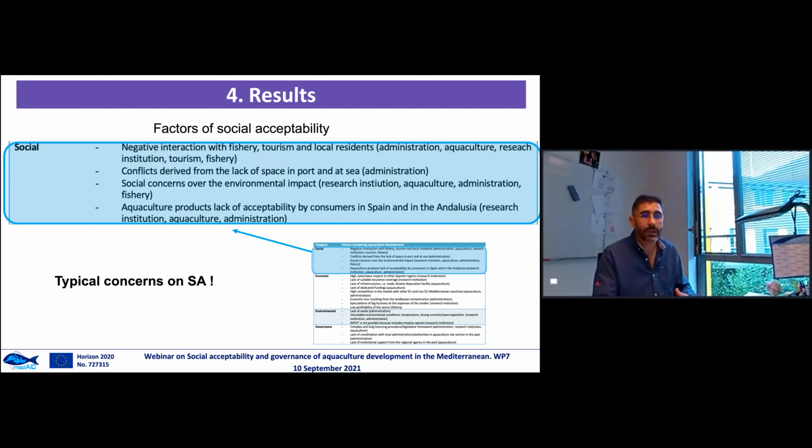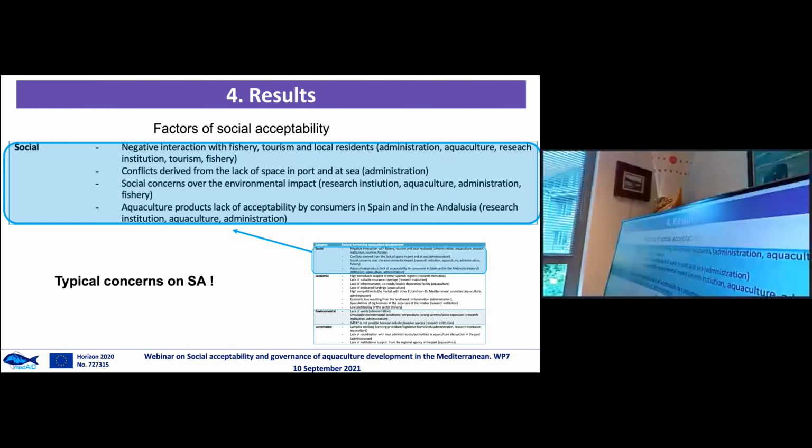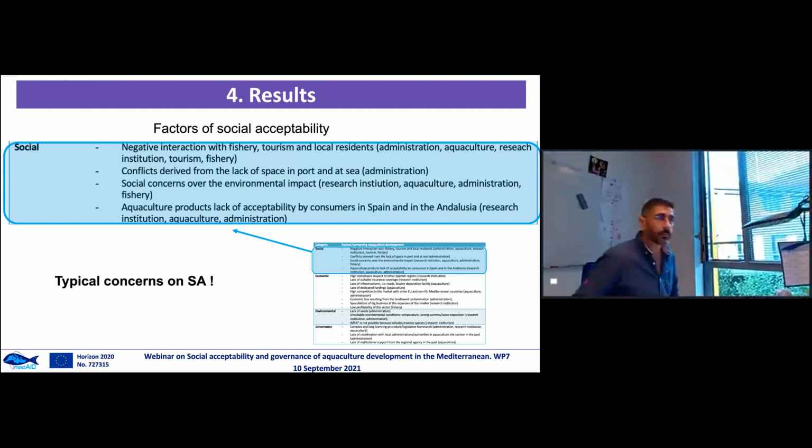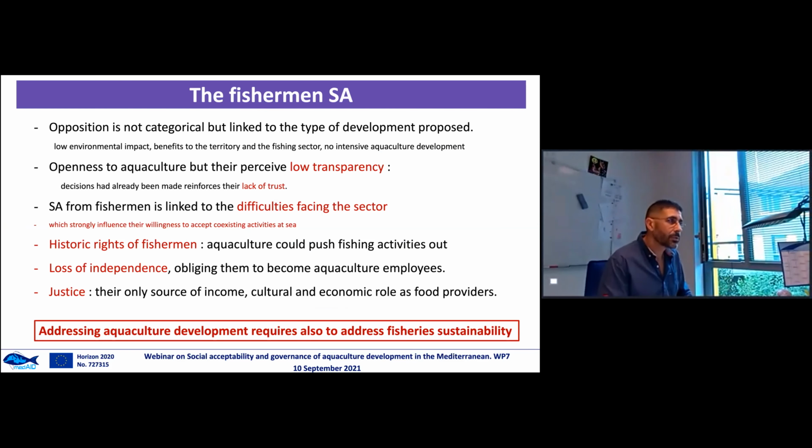We've also seen that there are conflicts that come from the lack of space for these activities. So there is competition in the use of port infrastructures or the sea. Also, environmental impact is a very important concern. And also there is the issue of social acceptability of the end product. Consumers do not accept products coming from aquaculture.